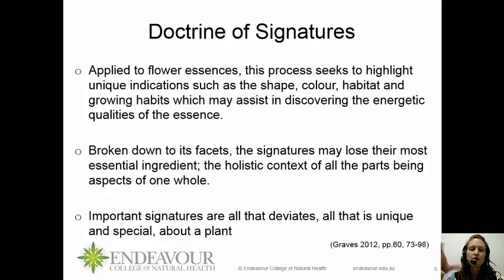So when we look at doctrine of signatures applied to flower essences, what we're really looking for are things like the habitat where the plant grows, the shape, the colour, and also growing habits. And we're going to go into detail about these as we move through, and even things like smell and stickiness and sensations, feelings of the plant.